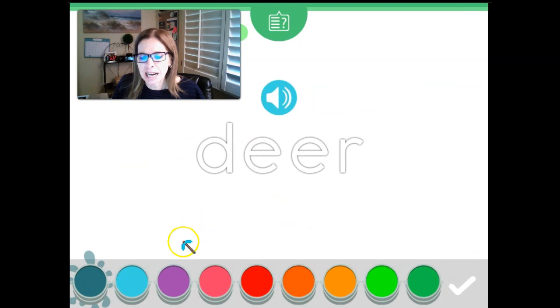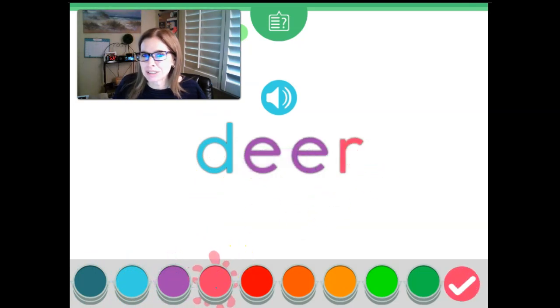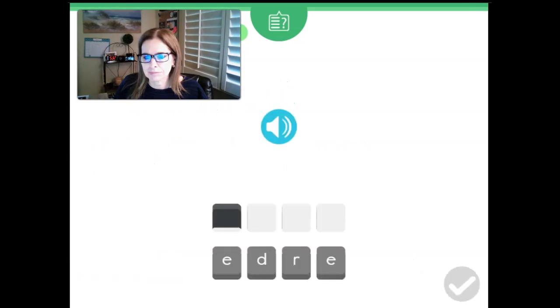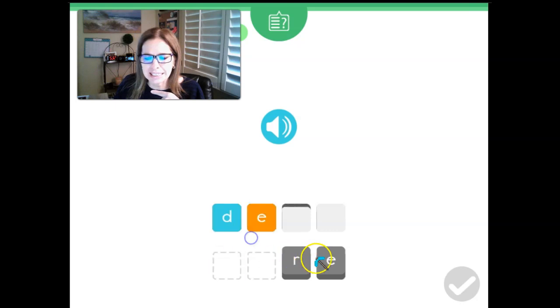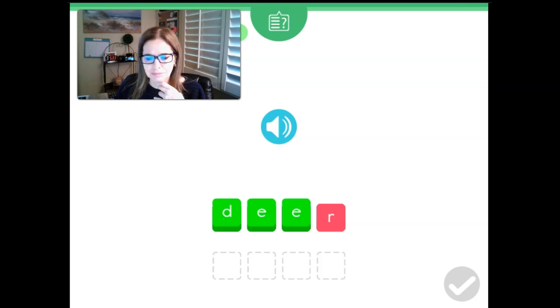Deer. I'm going to color the sounds as you say the sounds. Let's go. D, e, er. And what is the word? Deer. The deer live up in the woods. Now I'm going to use the letter tiles to build the word deer. I'm going to say each sound as I use it. D, E, er. Notice how I pulled that E sound because I had to use those two letters. Deer.